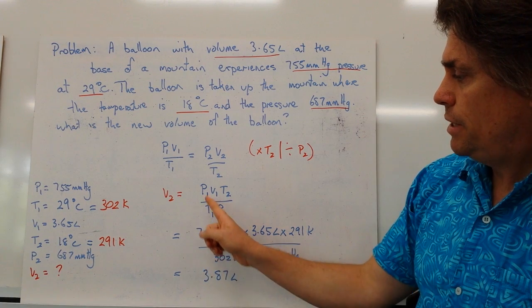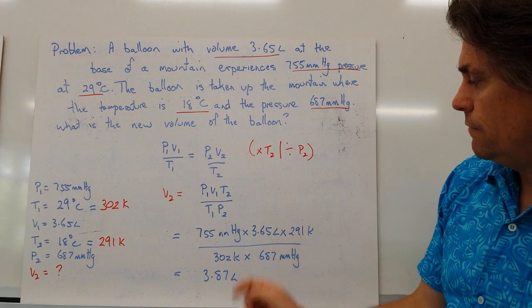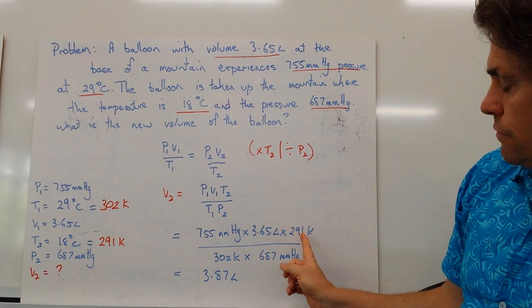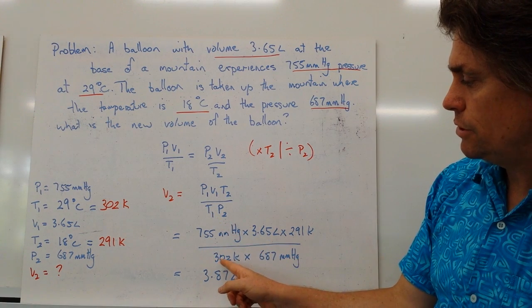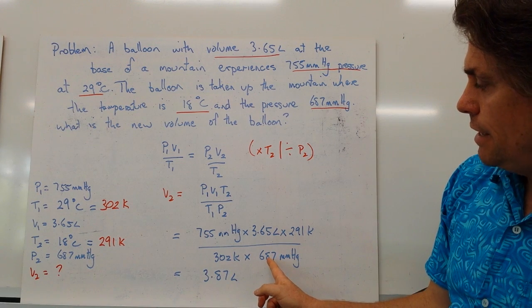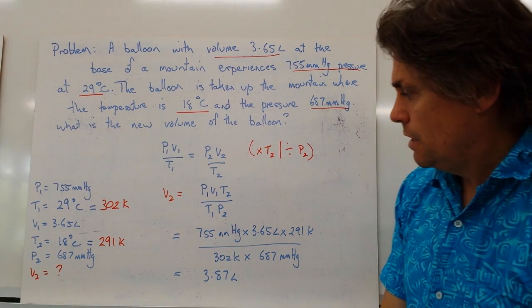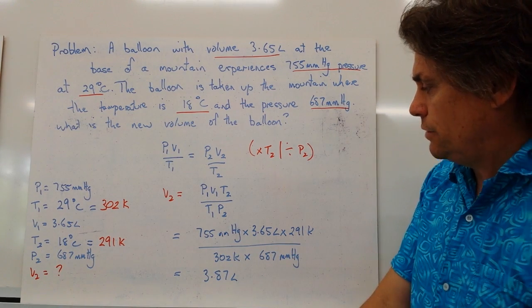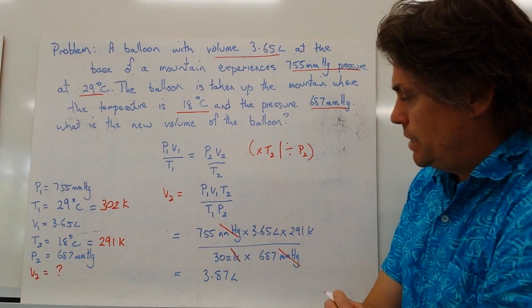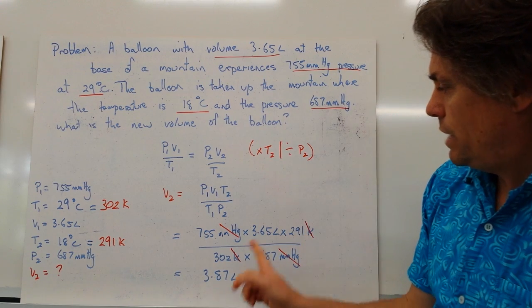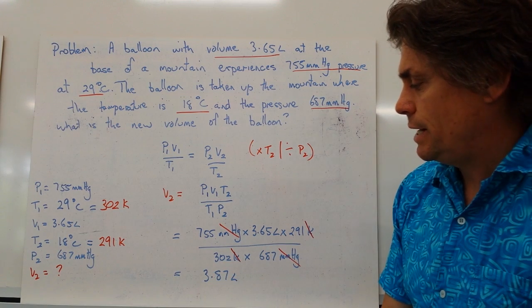So our P1 is 755 millimeters of mercury times our initial volume of 3.65 litres times our final temperature of 291 K, over our initial temperature T1 of 302 K times our final pressure of 687 millimeters of mercury. And if we do this calculation, we look at our units. We've got millimeters of mercury there and there, and we've got our measurement for temperature there and there. We end up with our final units of litres, which is what we want, and we get the number 3.87.